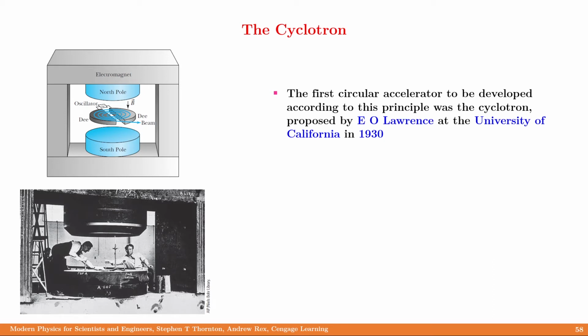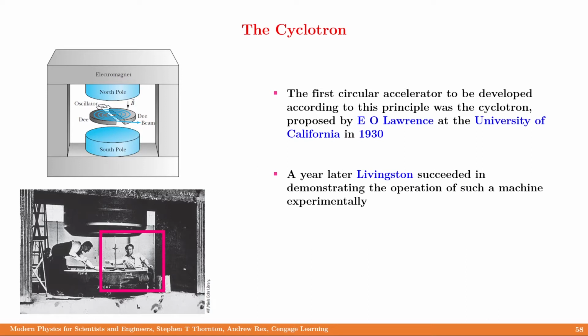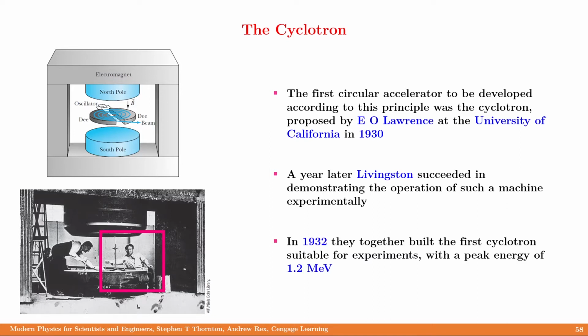The first circular accelerator to be developed according to this principle was the cyclotron, proposed by E.O. Lawrence at the University of California in 1930. In this photograph, E.O. Lawrence is seen working in his 60-inch diameter cyclotron at the University of California at Berkeley in the 1930s. A year after 1930, Livingston succeeded in demonstrating the operation of such a machine experimentally. In 1932, they together built the first cyclotron suitable for experiments, with a peak energy of 1.2 MeV.